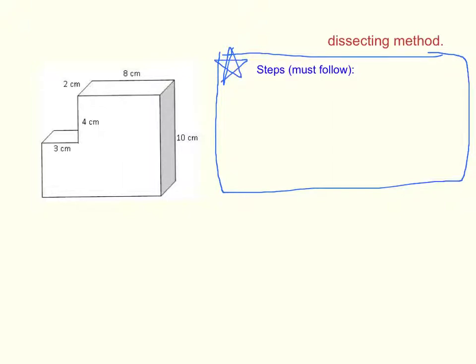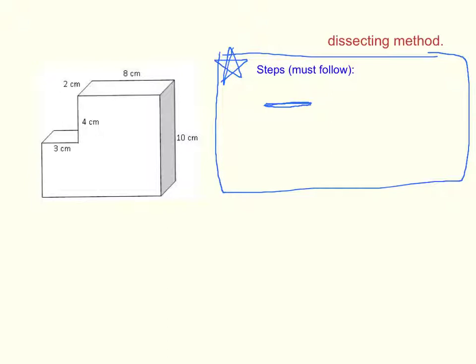Okay, the first step is you need to draw lines to show people how you cut the shape. Dissecting method means cutting method, right? You cut the irregular 3D shape into cuboids or cubes. So you must show people how you cut the shape. So you must draw the line.